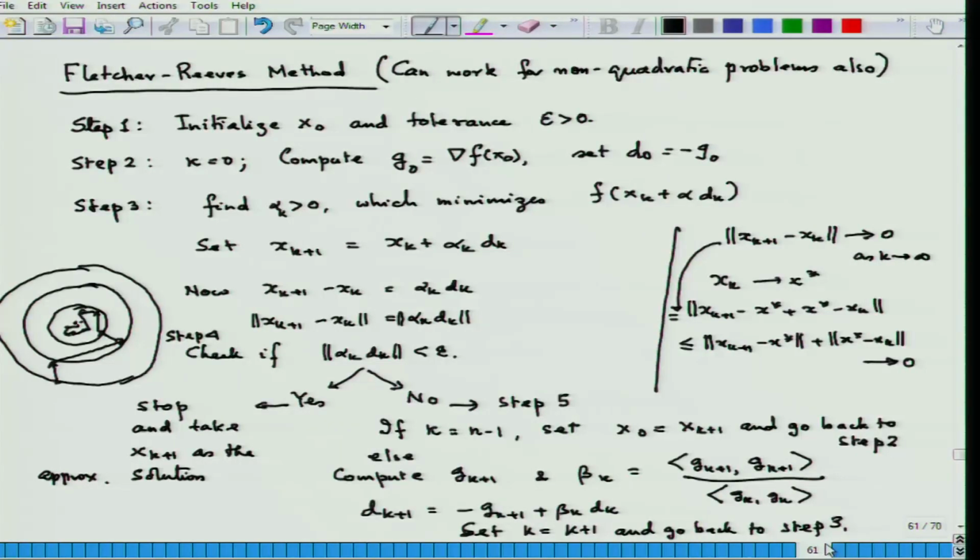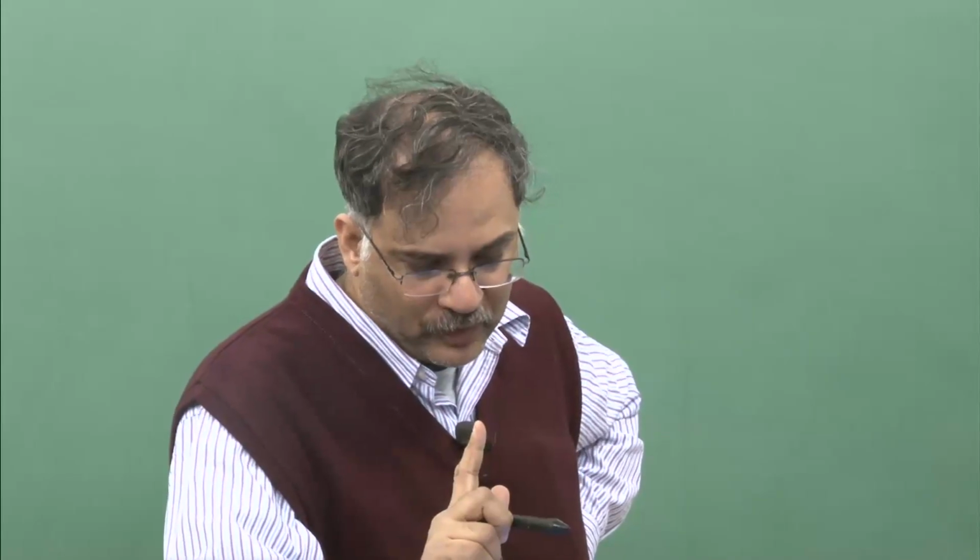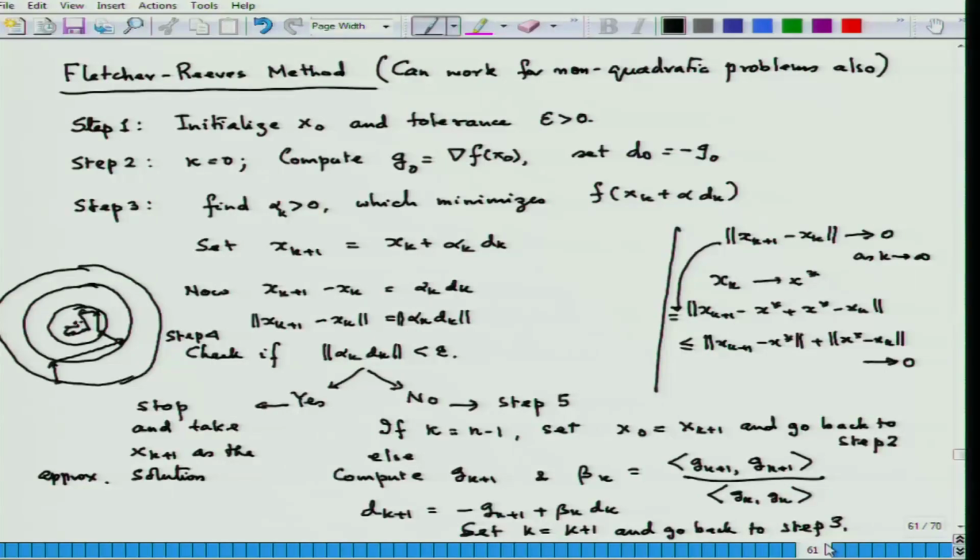In the next iteration I am supposed to get the solution, but at k equal to n minus 1, if I do not get the solution, then I really have to restart the procedure. That is because we are handling non-convex problems, and we are not sure whether at the nth step we are going to get a solution. It is a non-quadratic problem, we do not know anything about the function's nature. So a little bit of extra caution is kept here by putting k equal to n minus 1 and then restarting the whole procedure from x0 equal to x_{k+1}.